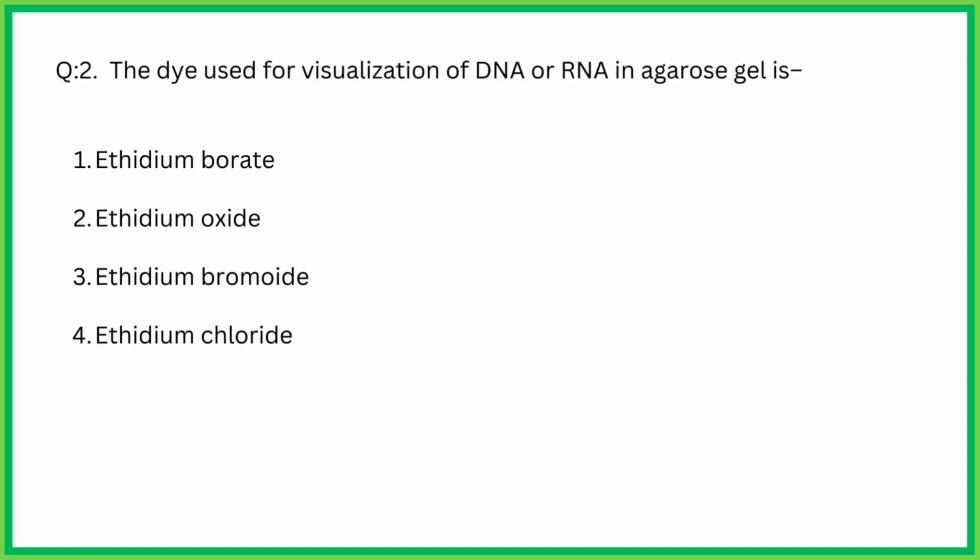Question number 2. The dye used for visualization of DNA or RNA in agarose gel is: option 1, ethidium borate; option 2, ethidium oxide; option 3, ethidium bromide; option 4, ethidium chloride. We know that DNA or RNA agarose gel electrophoresis mostly uses ethidium bromide. So the correct option for this question is option 3.